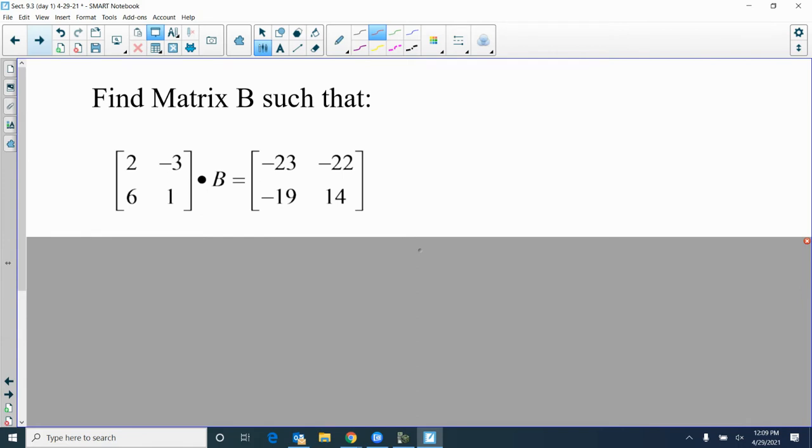Let's see if you can think through this one here. You need to come up with a matrix B, and take your initial matrix times your new matrix B, and it's going to equal negative 23, negative 2, negative 19, and 14. So go ahead and at least write that down for now. Take a look at this. What do you think? How can we come up with that matrix?